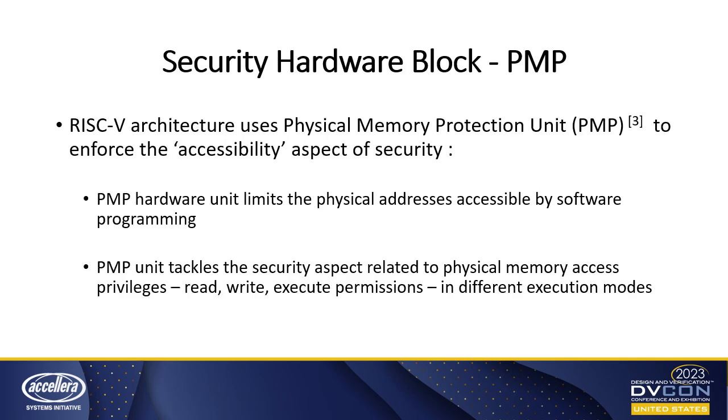RISC-V architecture specification recommends a physical memory protection unit, PMP in short, to enforce accessibility policies in a RISC-V based system. The important job of the PMP unit is to limit the range of physical addresses accessible by software programming. The PMP unit can also tackle the security aspects related to physical memory accesses and their privileges. The privileges may include read, write, execute permissions in different execution modes of the processors.